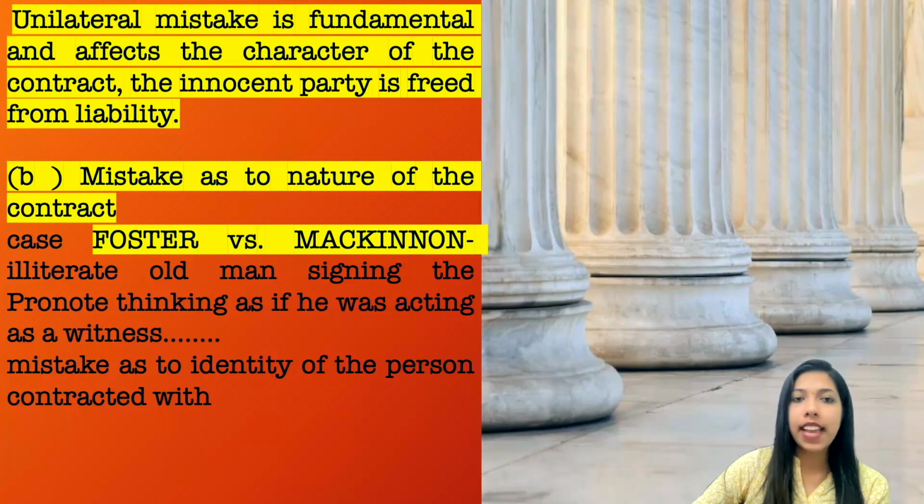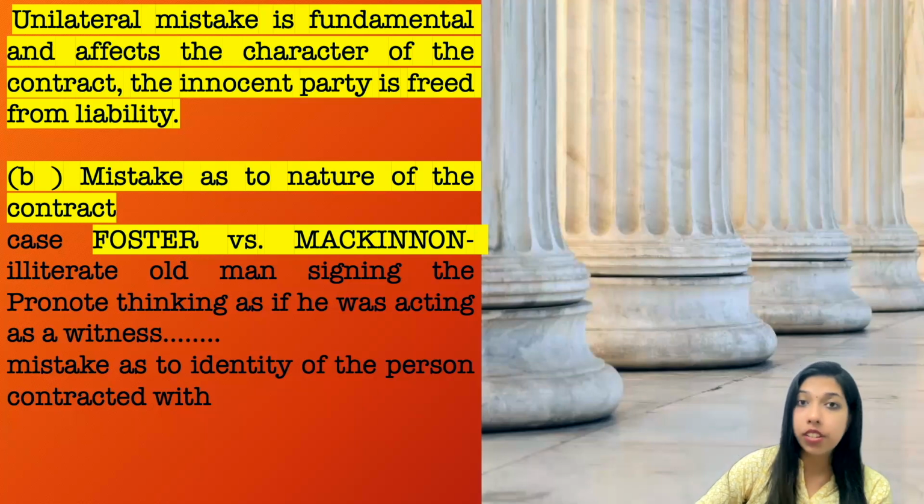Next is a mistake as to the nature of the contract. For example, there is a landmark case law, Foster versus Mackinnon, where an illiterate old man signed a promissory note, thinking that he was acting as a witness. So there was a mistake as to the nature of the contract. The old illiterate man was unaware of the nature of the contract. In that situation, it is treated as a mistake as to the nature of the contract, which will be treated as void in nature.